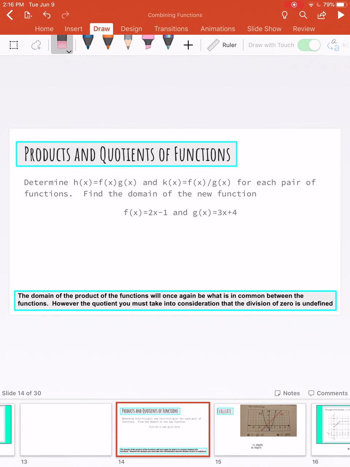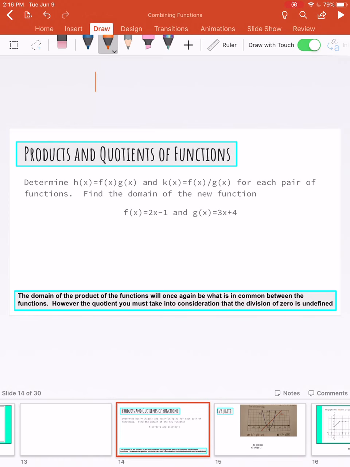Okay, so now we're going to look at multiplying and dividing functions. So pretty much same idea as yesterday, except for now we're going to multiply and divide. All right, we'll start with multiplying and dividing functions and looking at those equations. So first of all, it says determine h of x equals f of x g of x.